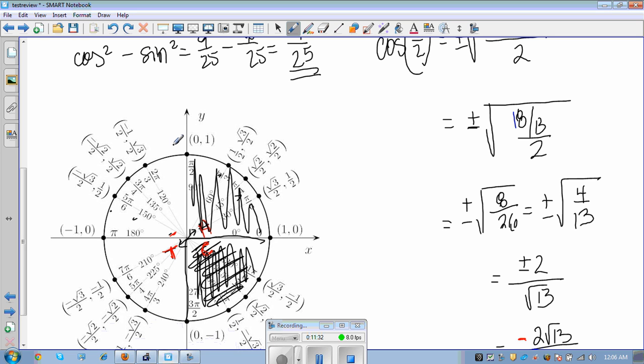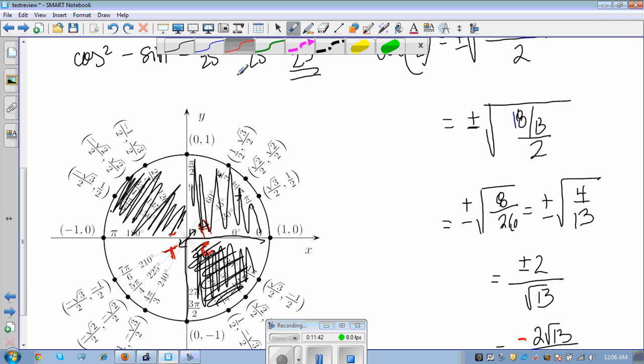From pi to 3 pi over 2. So we don't even need this right here. We're talking about stuff only in this little region. And you can see I had written here that A, S, T, C: all students take calculus. That's why this restriction was so important. The "all" means all my trig functions are positive here. Here only my sine is. Third quadrant, if you will, only the tangent is. And in the fourth quadrant, only the cosine is.